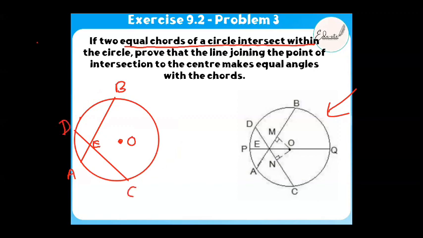What does intersection mean? Where two chords meet, correct? So which is that point, beta? Is it not E? Yes. So they have asked, prove that the line joining the point of intersection to the center makes equal angles with the chords. So if you join the line OE, this will create equal angles with the chords. What they have told you is you have to prove that the angles made by them are equal. Which angles made by them are equal?